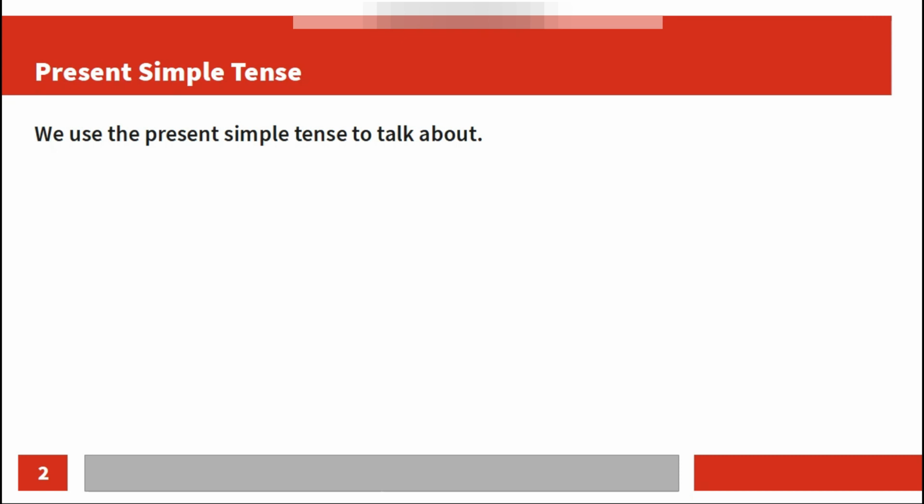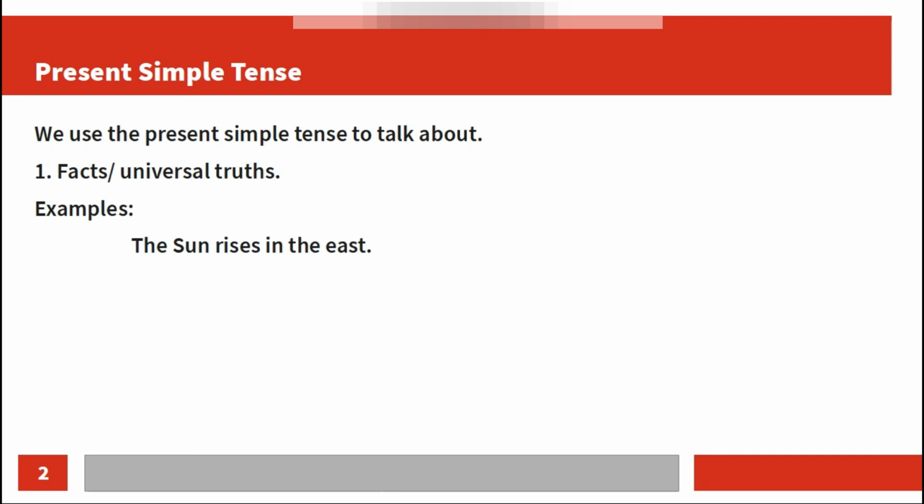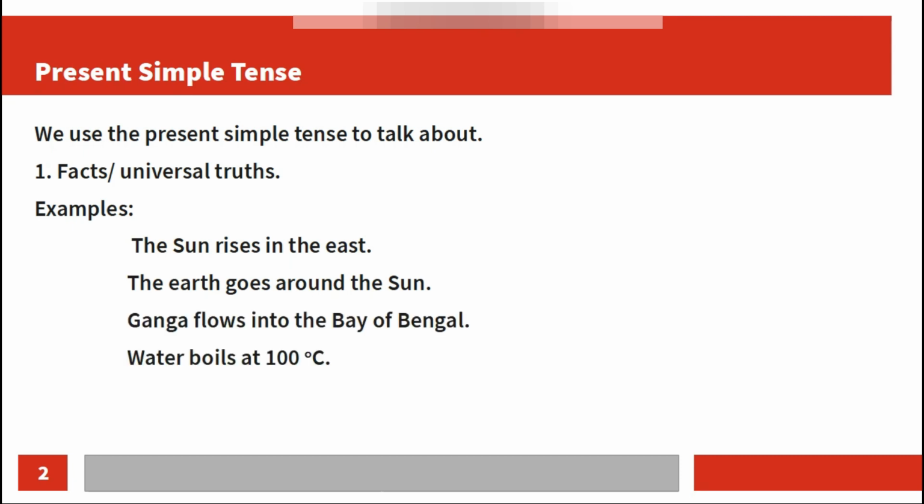We use the present simple tense to talk about facts and universal truths. Example: the sun rises in the east, the earth goes around the sun, Ganga flows into the Bay of Bengal, water boils at 100 degrees Celsius.